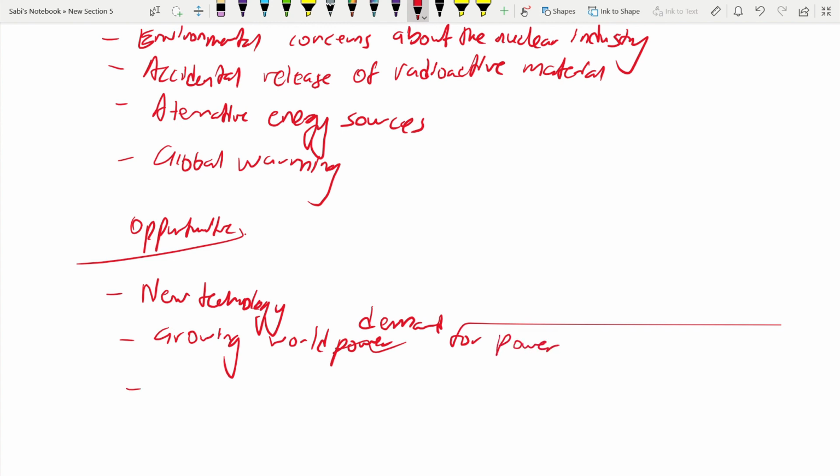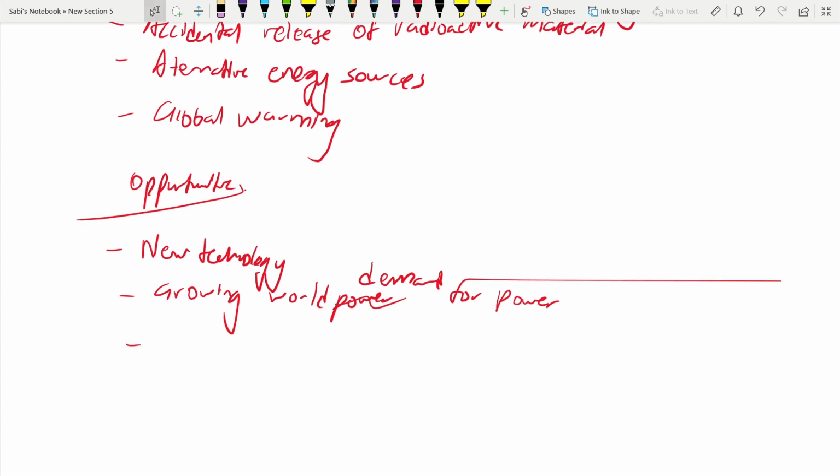Then we have global warming. Again, global warming could be an opportunity. Why? Because more fuel is needed to cool homes and offices. So you can use a nuclear power station in that case, global warming. Then environmental concerns about greenhouse gas emission from fossil fuel use. So in that, nuclear power station could be an opportunity. Okay.